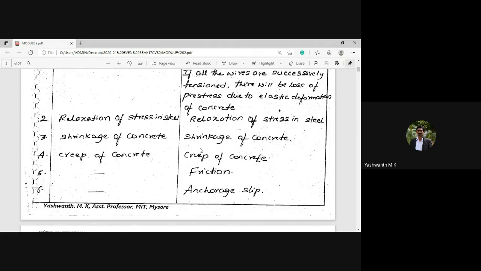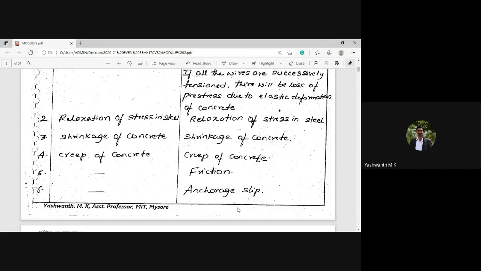Apart from these four losses, as mentioned in pre-tensioning, two more losses are going to occur in post-tensioning systems: friction loss and anchorage slip. Friction loss and anchorage slip. That is friction between the concrete and steel, and the slip of the wedges that have been put in the steel to tension.